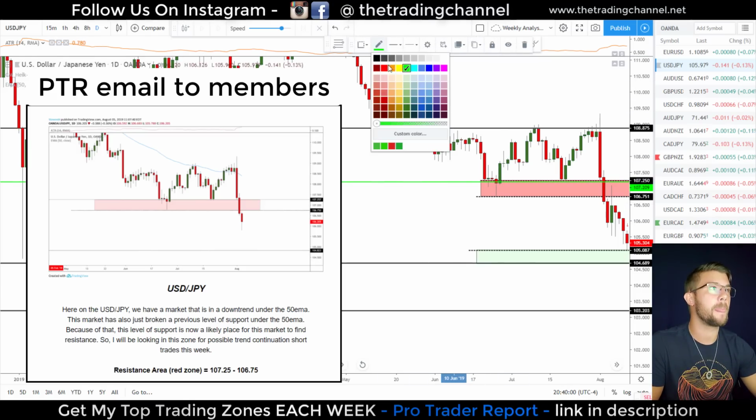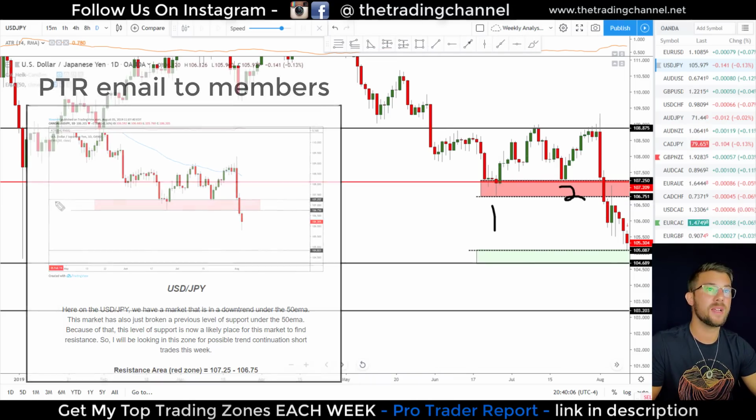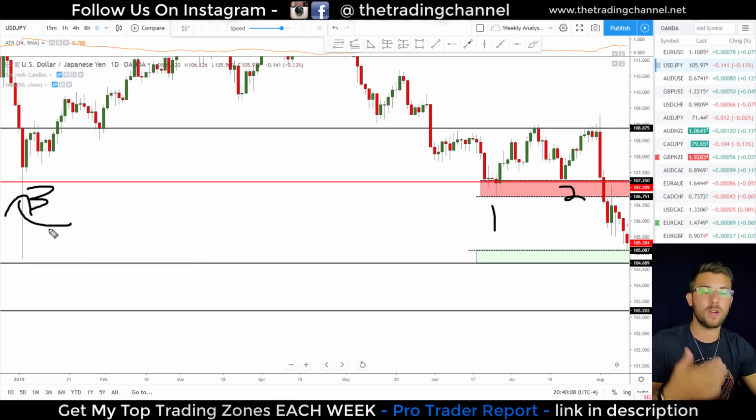it's going to be resistance, has it been tested multiple times? We have 1 test, we have 2 tests right here, and we have 3 tests right here. That's all I need. Whenever I see that, I know that that's going to be a level I pay attention to for possible trend continuation shorting opportunities.